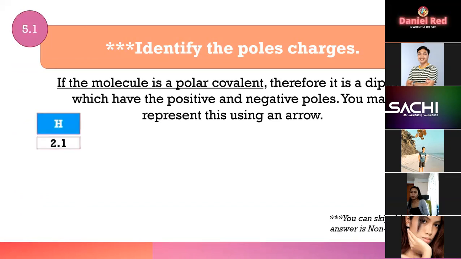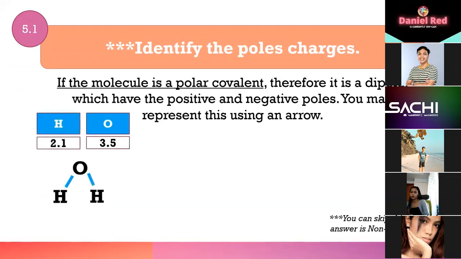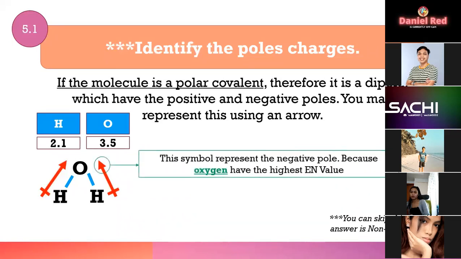For example, once again, we have hydrogen and of course oxygen. Then following the shape of this particular molecule, and then of course the arrow. The arrow is pointing to oxygen. Why is it pointing to oxygen? Let's reveal it. The end of the arrow represents the negative pole because once again, oxygen has the highest EN value, which is 3.5 compared to 2.1 of hydrogen.